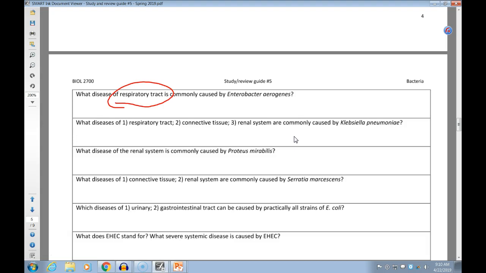So, Enterobacter aerogenes, pneumonia. Klebsiella, pneumonia, wound infection, renal system, UTI. Proteus mirabilis, UTI. Serratia marcescens, wound infections, UTI. Does that make sense?